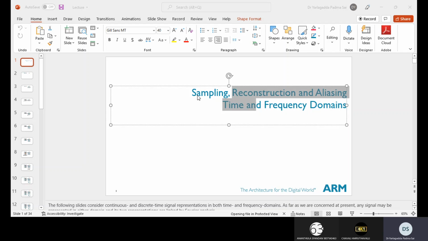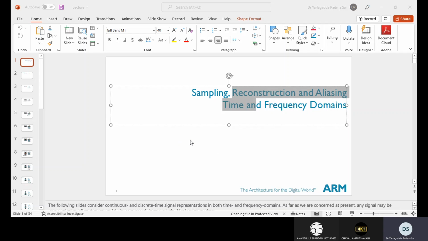Now, you already know this is a continuous signal representation. x of t is a continuous signal. If you want to discretize that signal, you simply replace t by nt. Whenever you replace t by nt, the signal is no longer continuous. This one we call the continuous step signal.